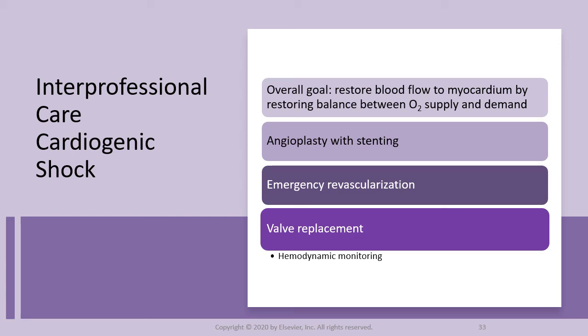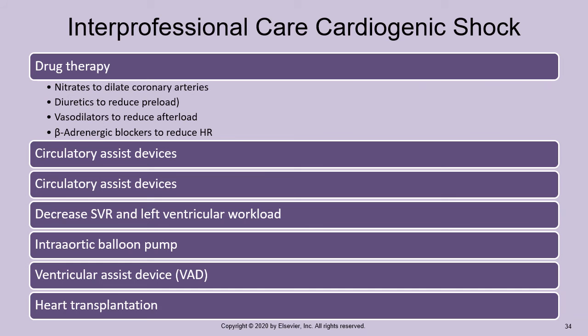Hemodynamic management of a patient in cardiogenic shock aims to reduce the workload of the heart through drug therapy and other mechanical interventions. Drug choice is based on the clinical goal and a thorough understanding of each drug's mechanism of action. Drugs can be used to decrease the workload of the heart by dilating the coronary arteries, as with nitrates. They can reduce preload, as with diuretics, or afterload, as seen with vasodilators. Beta-adrenergic blockers can affect heart rate and contractility.